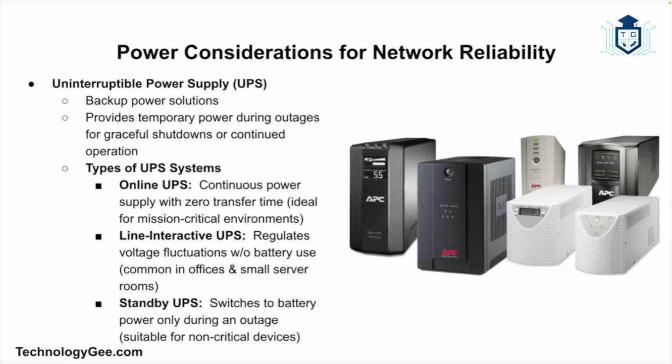So let's talk about the UPS, or the uninterruptible power supply. A UPS provides temporary backup power in case of electrical outages, allowing for graceful shutdowns or continued operation. And the first type of UPS you have is called an online UPS, and this provides continuous power with zero transfer time, which is ideal for mission critical environments. Next, you have what is called a line interactive UPS, and this adjusts voltage fluctuations without using battery power, and this is common in offices and small server rooms. And then you have what is called a standby UPS, and this switches to battery power during an outage, and this is suitable for non-critical devices.